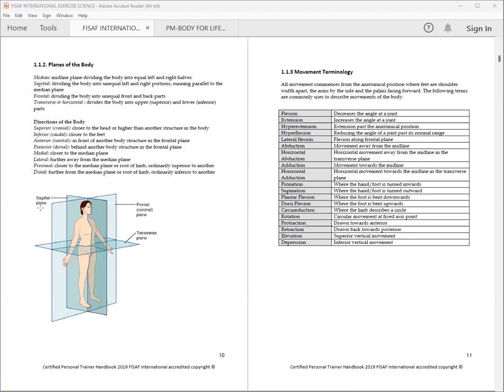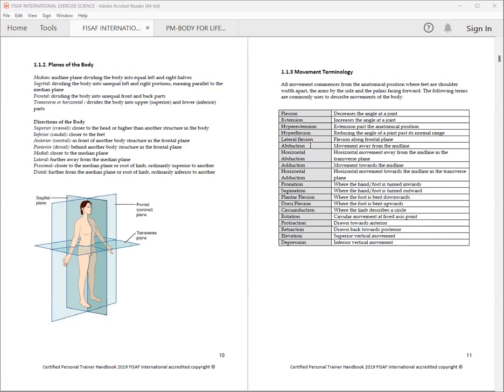This is important later, when you are programming your client, so that the exercises are in all planes where the joints go. You don't want to do, for example, only a front lunge. A front lunge would work the legs only in one plane, which is your sagittal plane. So you may want to include also a side lunge, because then you would work your frontal plane, and so on. That is the reason why you need to know that.